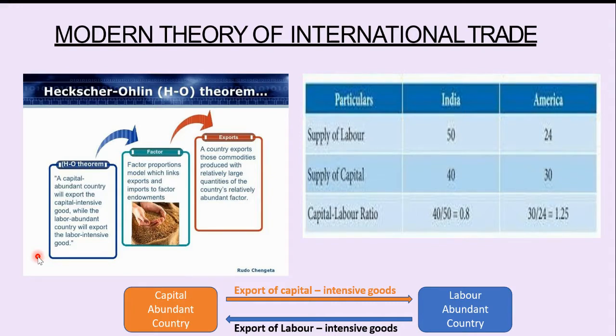So let us see the theory. The classical theory argued that the basis for foreign trade was comparative cost difference and it considered only the labor factor.